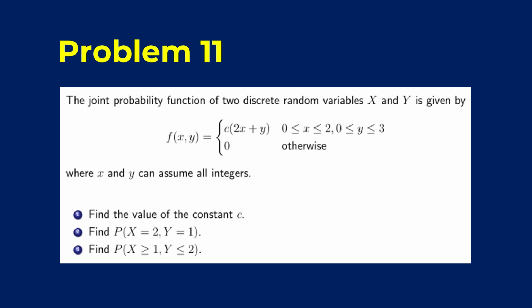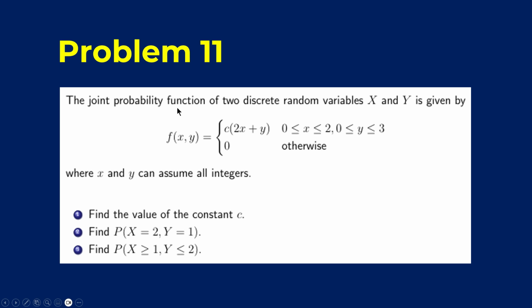Hello everyone. In the previous video, we talked about joint probability and joint distribution functions, and in this video, we will try to solve a problem to solidify our understanding of what a joint probability function is and how we can solve these kinds of problems. So the problem states like this.